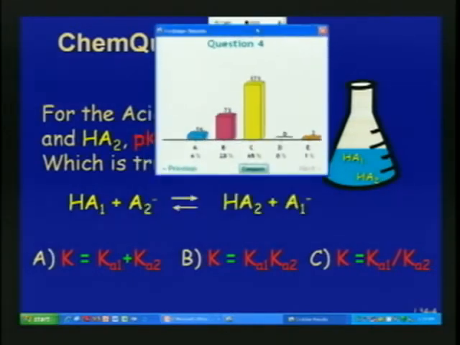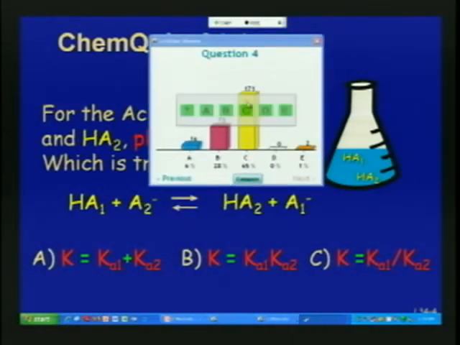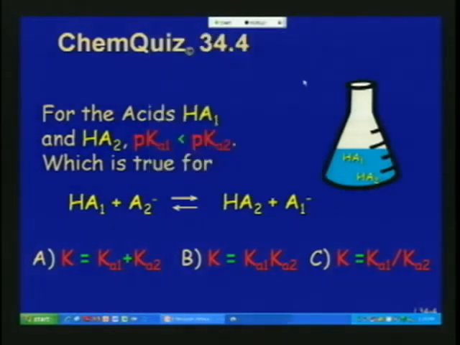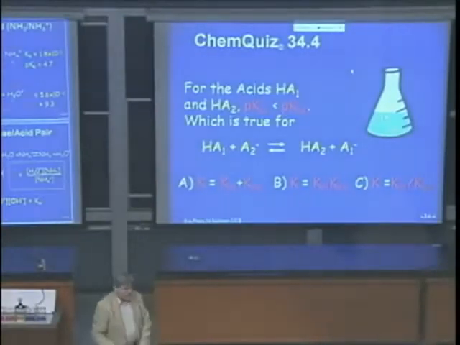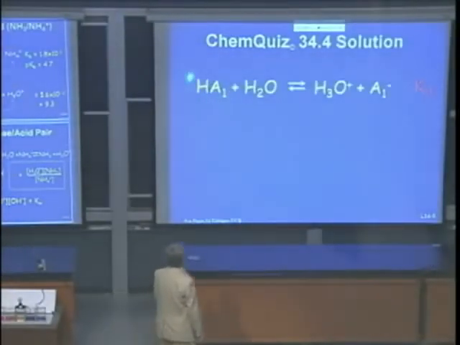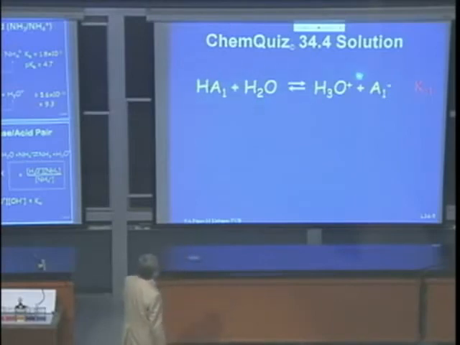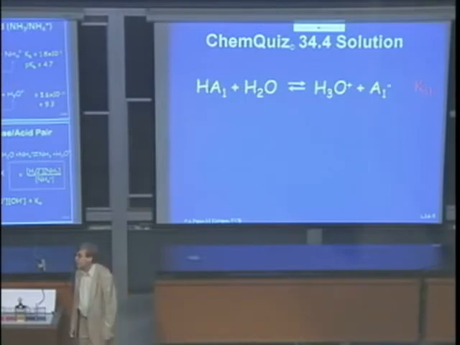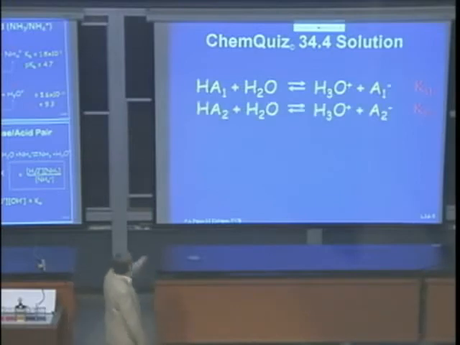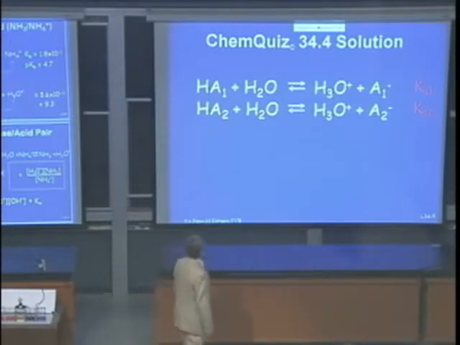Okay, I think we take C. I don't think so, I know actually. So what you do is you say Ka1 is that equilibrium: HA1 plus water gives H3O plus A1 minus. Nothing wrong with that. So you do the same thing for A2: HA2 plus H2O gives H3O plus A2 minus. Okay, so that's Ka2. But we don't want this.